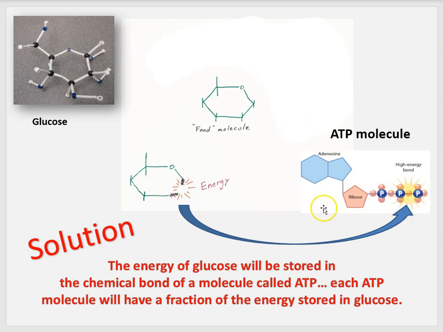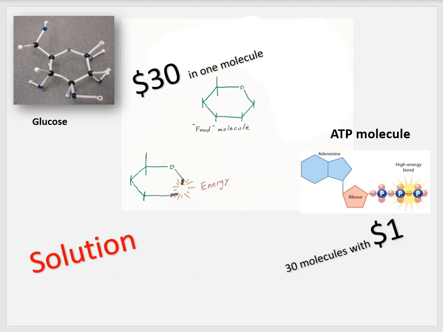So we're going to need multiple ATP molecules to store the quantity of energy that was originally stored in one molecule of glucose. And we're going to roughly estimate it to be about 30 to 1. That's not exact, but we'll say that glucose has $30 worth of energy in one molecule. And what the cell's going to do is convert that into 30 molecules of ATP, each possessing $1 worth of energy.